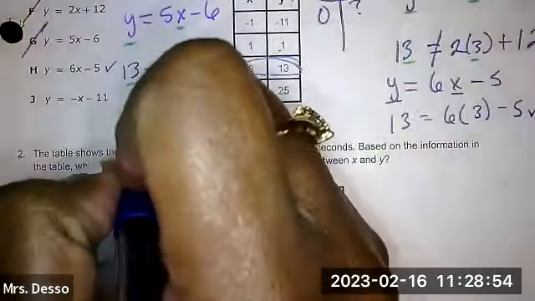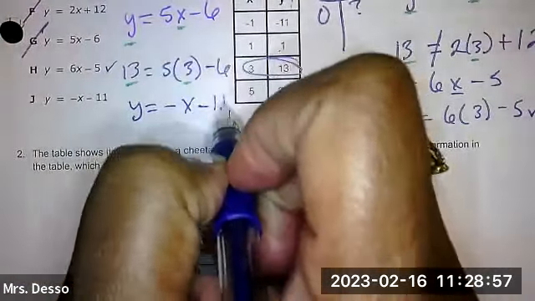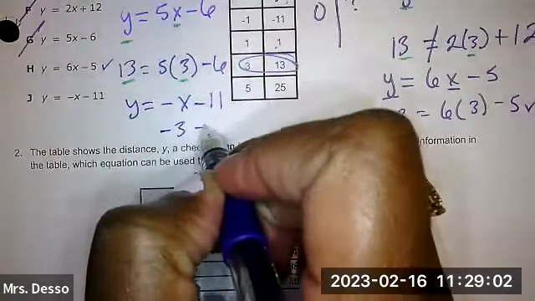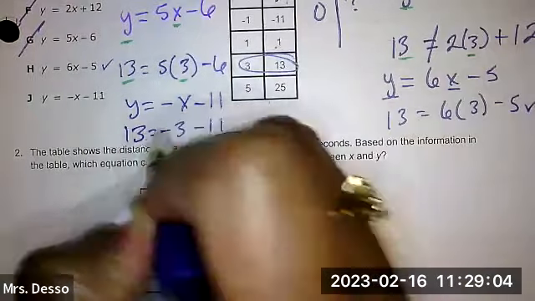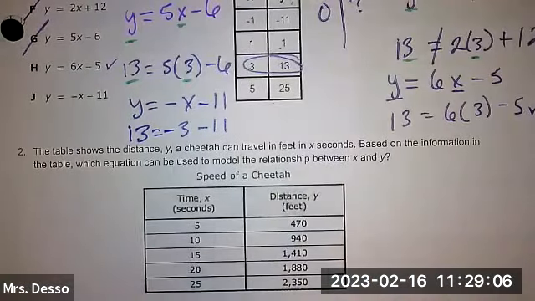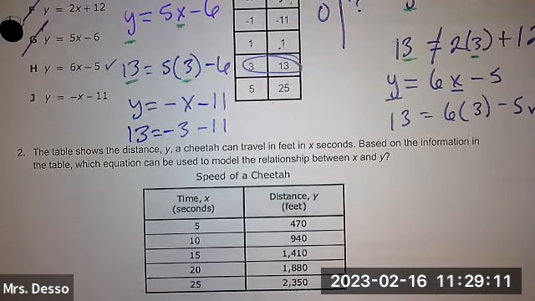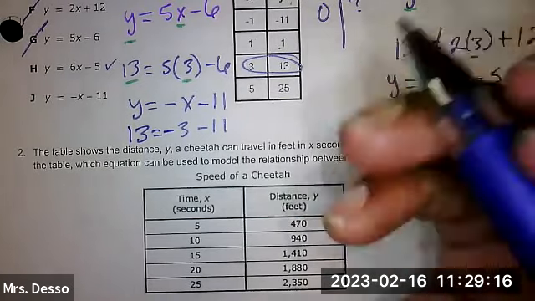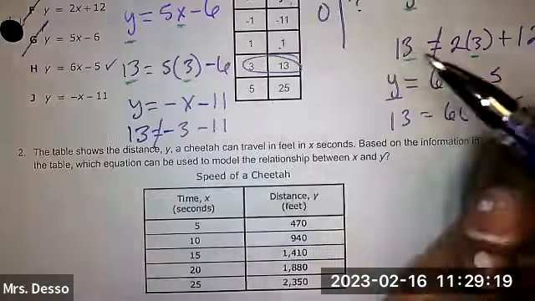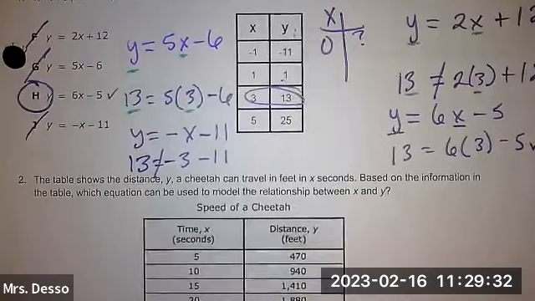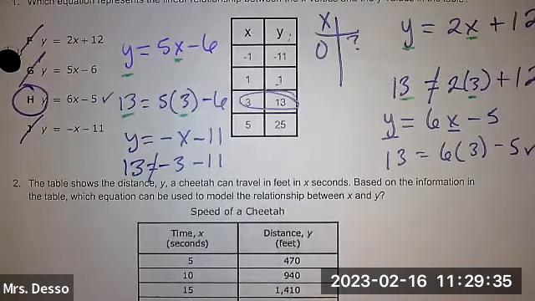So now I'm going to check J and see if J works or doesn't work. I'm going to use that same x and y value. x is 3 and my y is 13. I have -3 minus 11. The signs are the same. Add and keep. 11 and 3 gives me -14. That does not equal 13. So that means H is the correct answer.